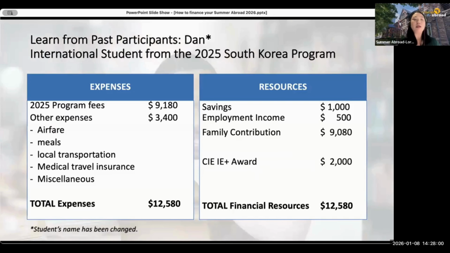So let's move to a second example. This is Dan, again, name change, but the student's real, from our 2025 South Korea program. This is an international student, and I wanted to talk a little bit about international students because we do receive a number of inquiries from international students.